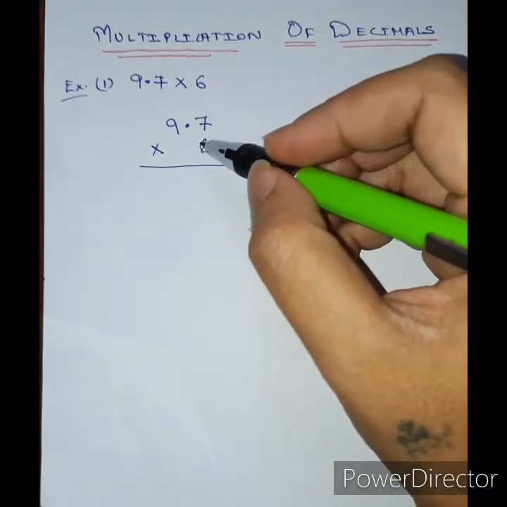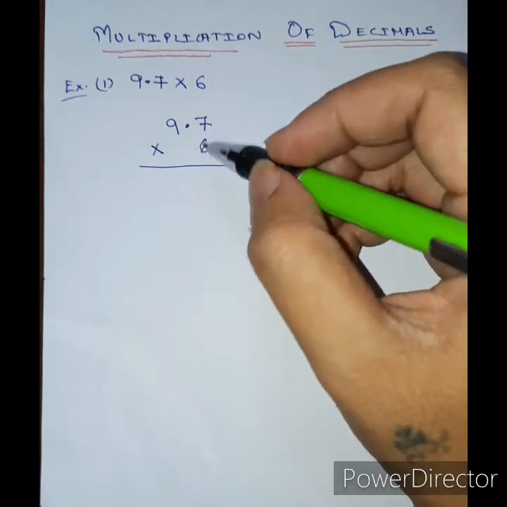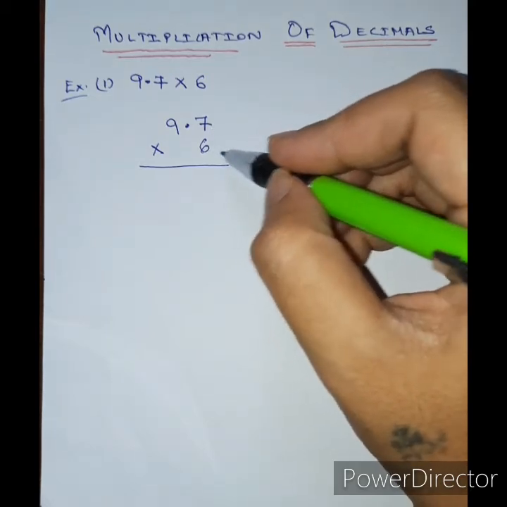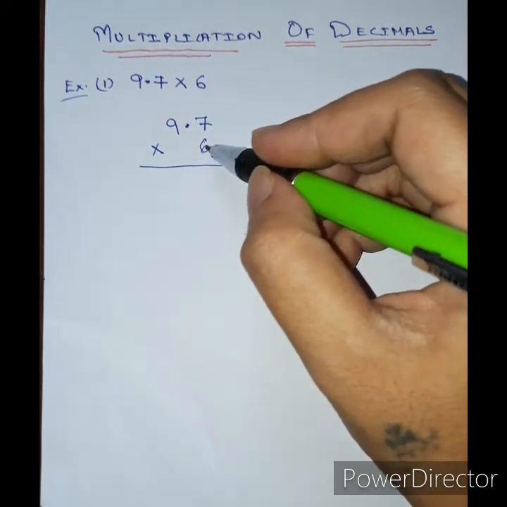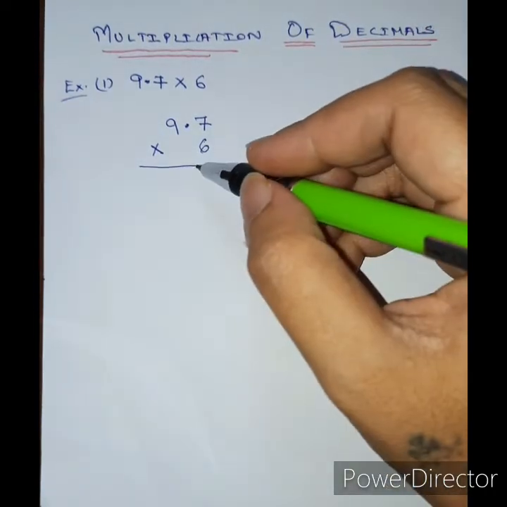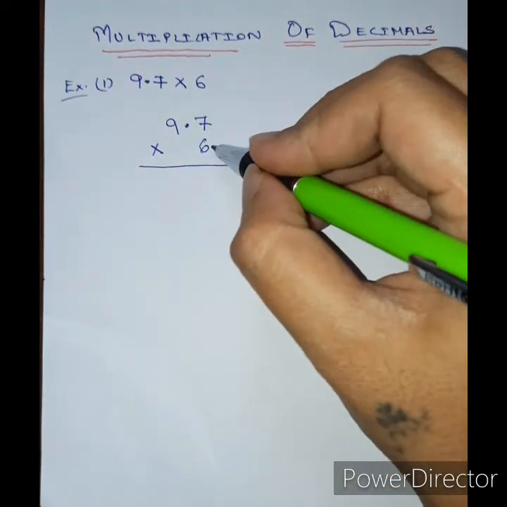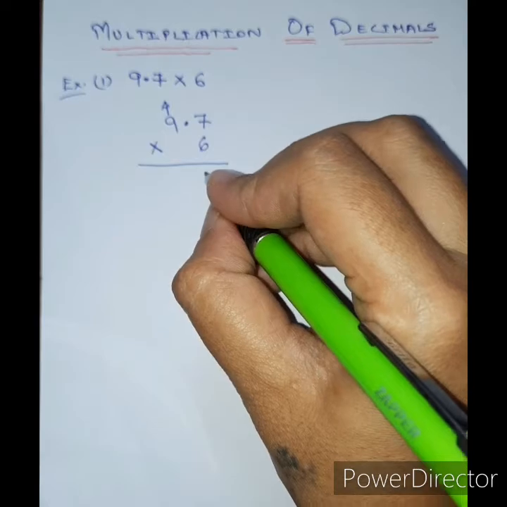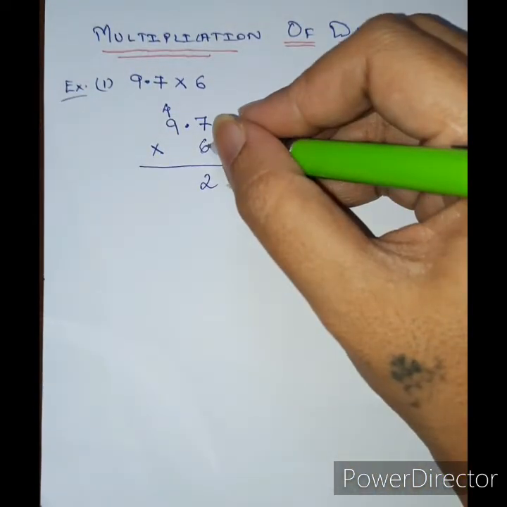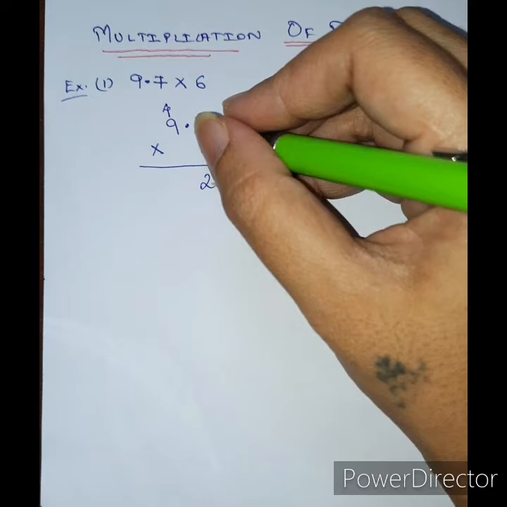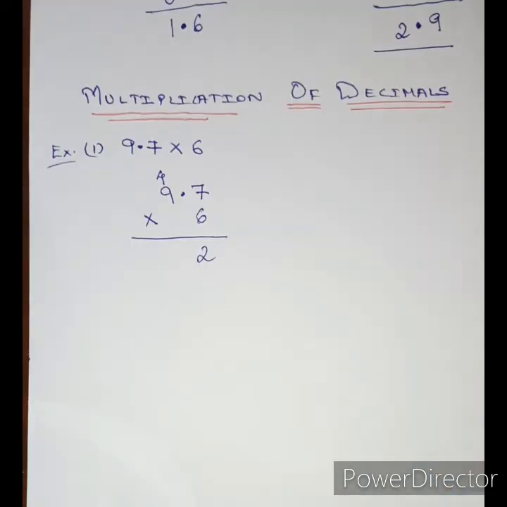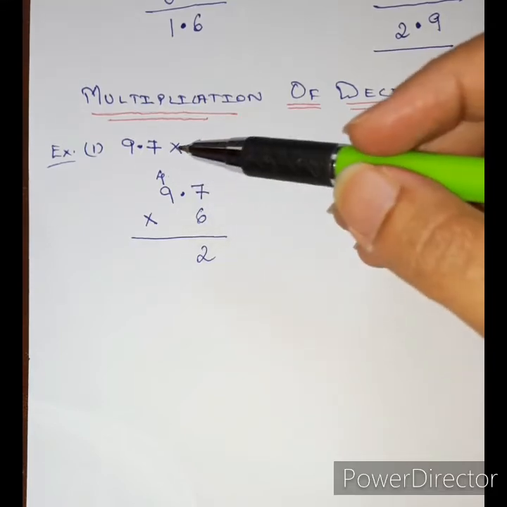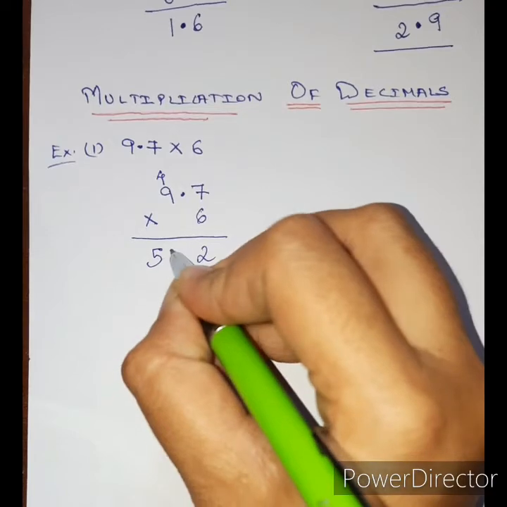Okay, now ignore the decimal point and multiply like how you used to multiply regularly. It doesn't matter where you place the second number, as long as it is alone. So 7 sixes are 42. We write 2, carry 4. 9 sixes are 54. 54 plus 4 is 58. So we will write 58.